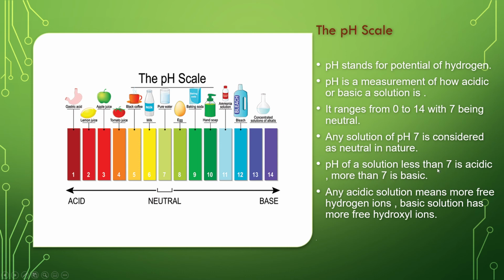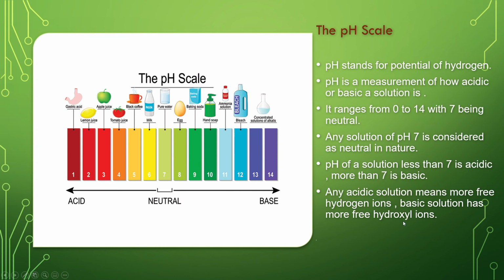If the pH of a solution is less than 7, then it will be acidic. That means if the pH is 1, 2 or 3, it is highly acidic. If the pH is 5, 6, this is slightly acidic. And in case of base, if it is 12, 13, 14, that means it is highly basic. But if it is 8, 9, 10, that is slightly basic. 8, 9, these are slightly basic in nature.